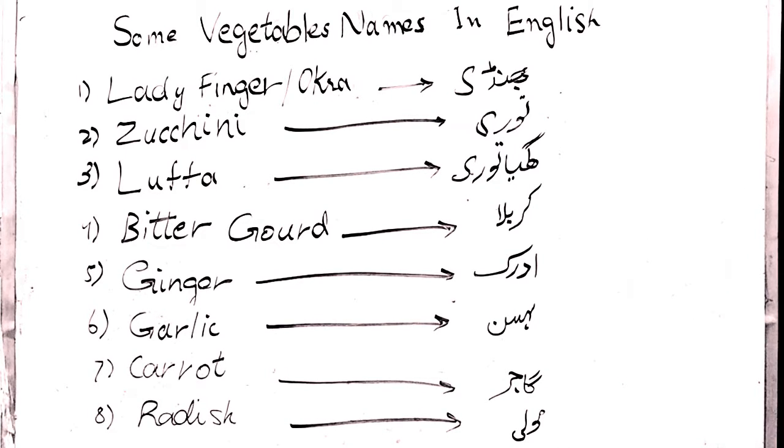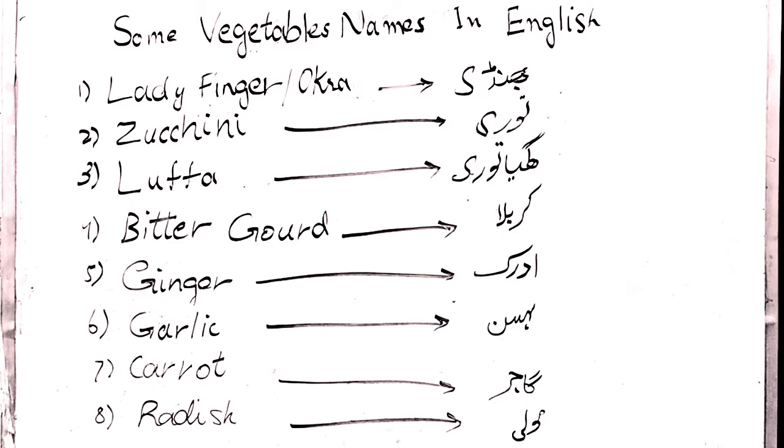Welcome to my English learning class, and I'm gonna tell you some vegetable names in English we use daily in our life as being Urdu speakers. First one is ladyfinger, okra we use for bindi. Secondly, zucchini we use for tori. Loofah we use for ghia tori. Bitter gourd we use for karela.